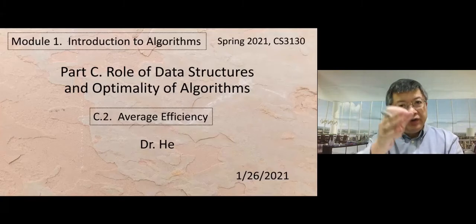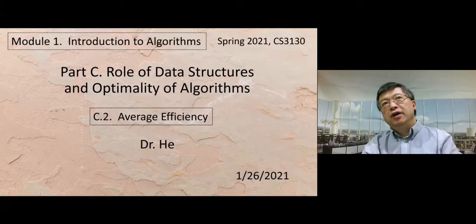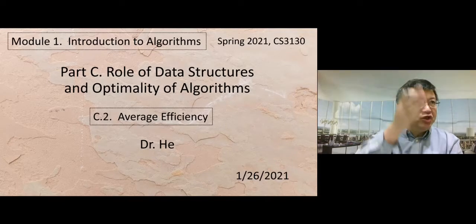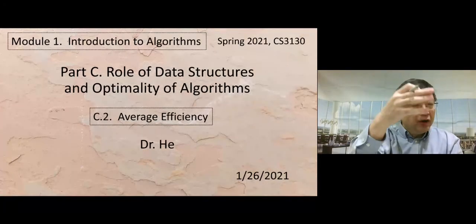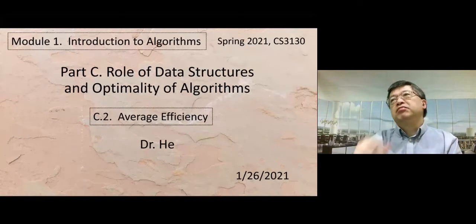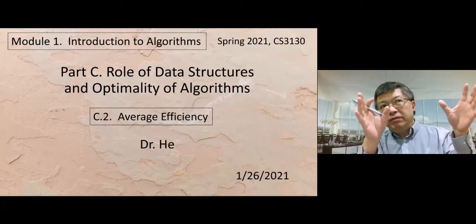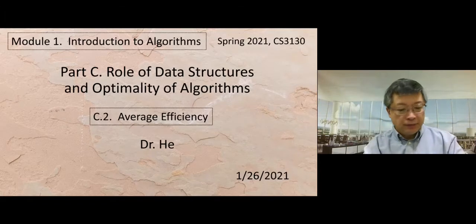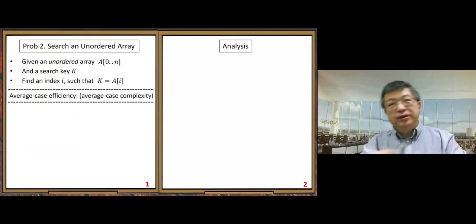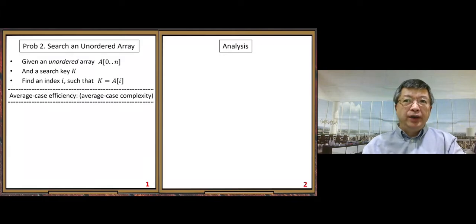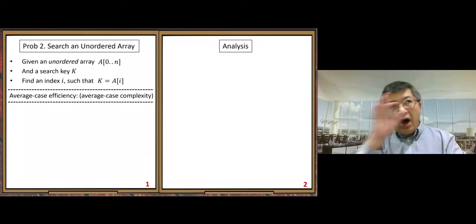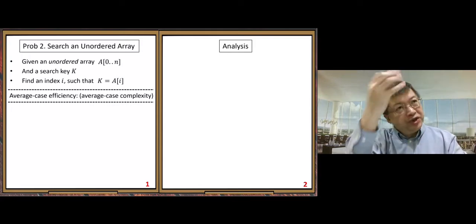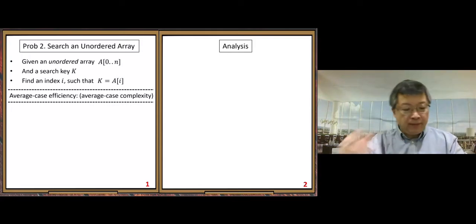C.2, average efficiency. From this title, you can see we just use the average efficiency to measure the overall performance of our current algorithm for problem number 2. So let's look at how we do that. How do we factor in all the possible cases in a reasonable, fair way?